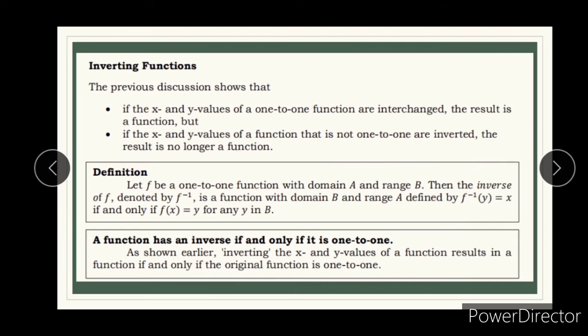Another definition: a function has an inverse if and only if it is one-to-one. As shown earlier, inverting the x and y values of a function results in a function if and only if the original function is one-to-one.